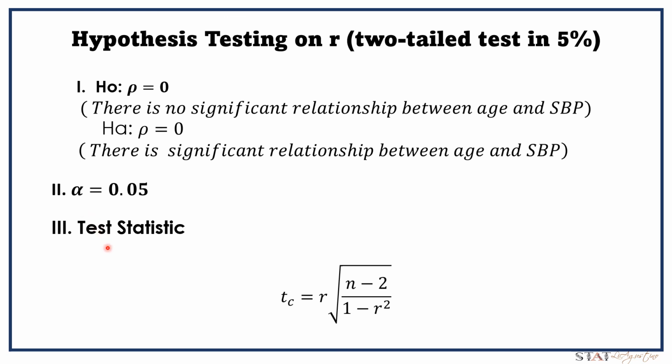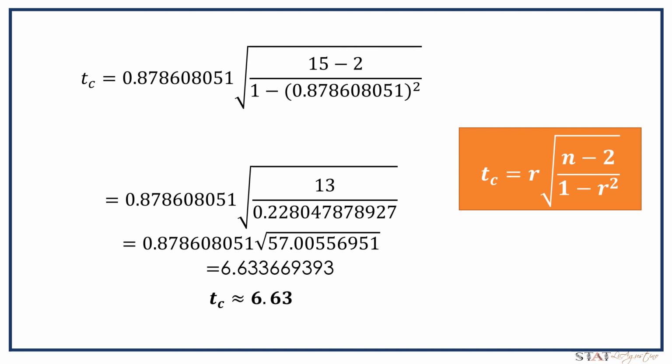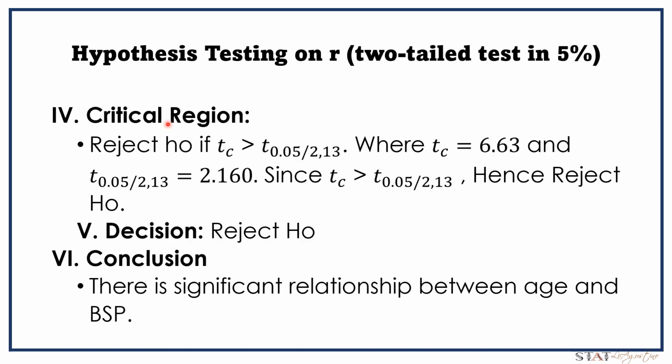And then our test statistic, that is t computed, is equal to r, our correlation value, multiplied by the square root of n minus 2 over 1 minus r squared. By calculation, we arrive at t computed approximately equal to 6.63. So now we have our critical region. So this is our decision rule.